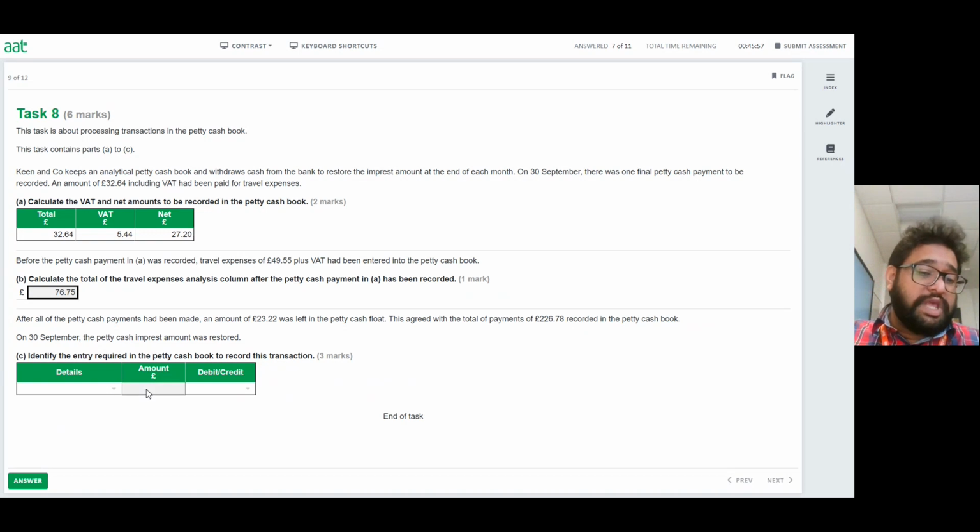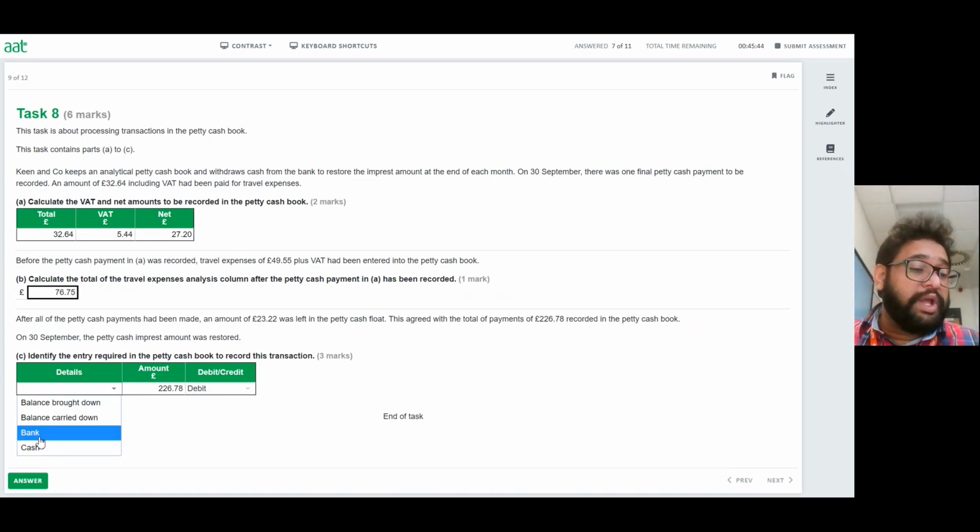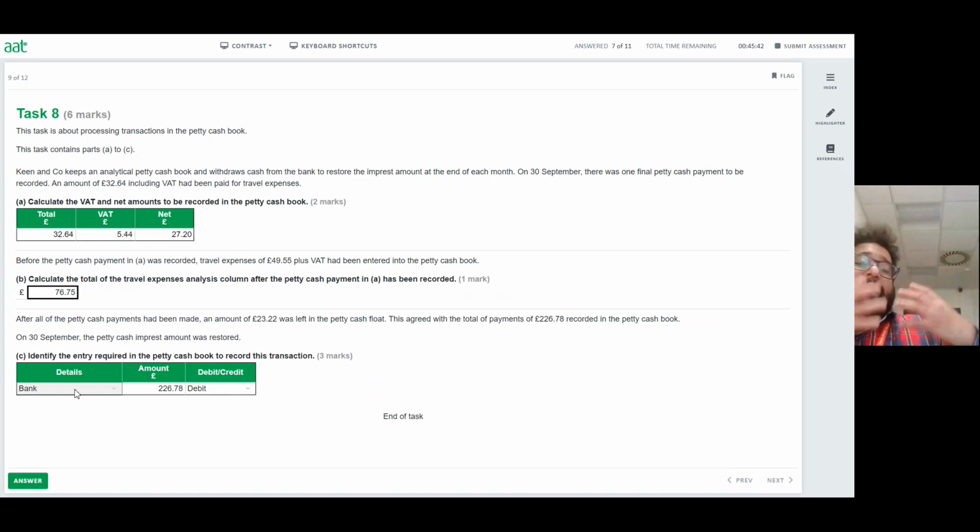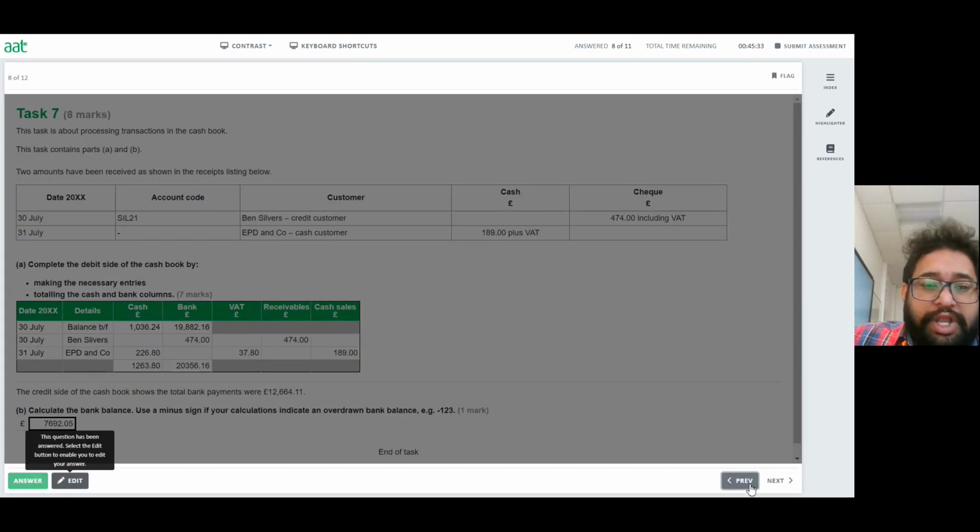So here we're going to say the amount is £226.78, and this will be a debit entry into my petty cash book because it's the money coming into your petty cash book, and a credit into your bank account. Therefore the details here we're going to call bank. Money is coming from the bank account into my petty cash tin for the amount of £226.78. So if I go back in here, I'll show that to you now.